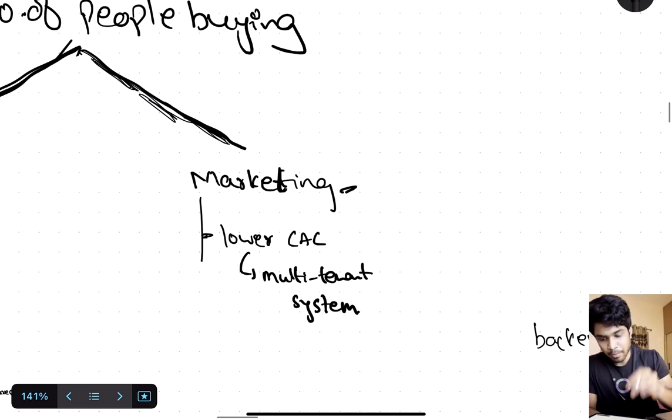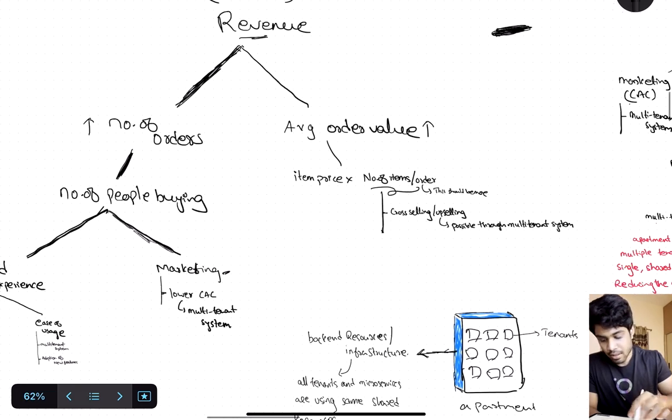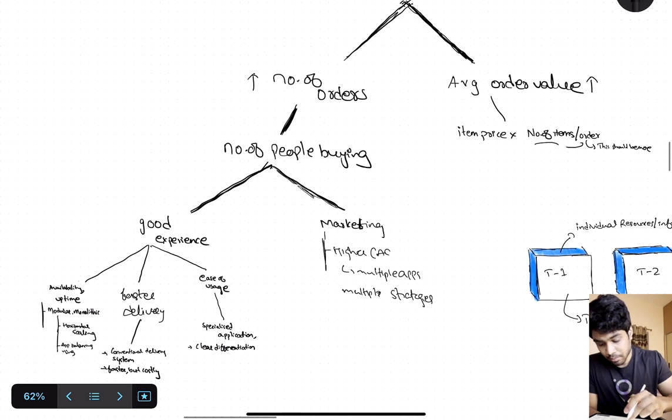Also, we're going to talk about marketing and the costs. So good marketing, lower cost of acquisition and stuff like that. And what's happening in Zomato? So we're going to see that, right?